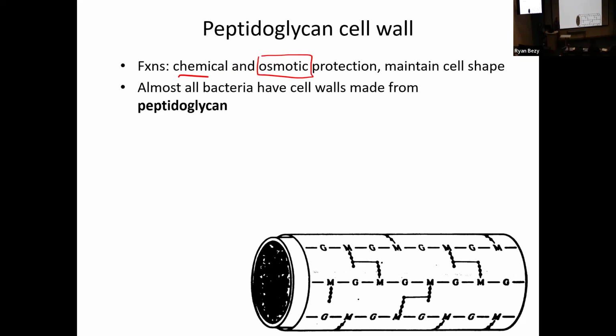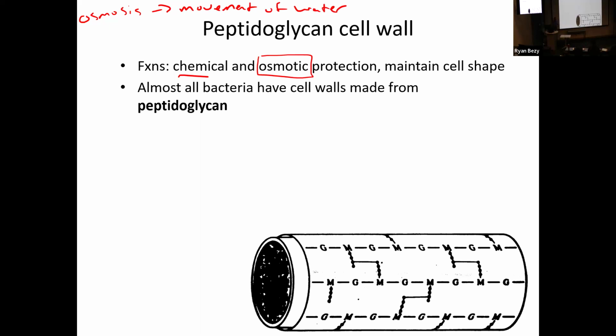What do I mean by osmotic damage? Or what is osmosis? The movement of. What happens if too much water moves into a cell? The cell can burst open. The peptidoglycan cell wall is a very strong, very rigid structure, and it can keep the cell from bursting open as long as the osmotic conditions are not too strong.